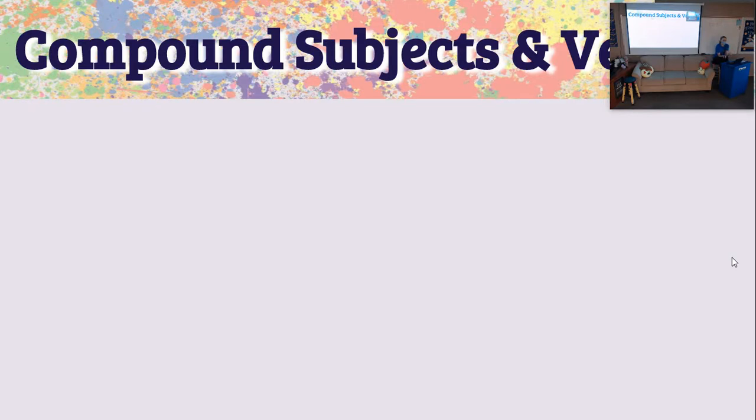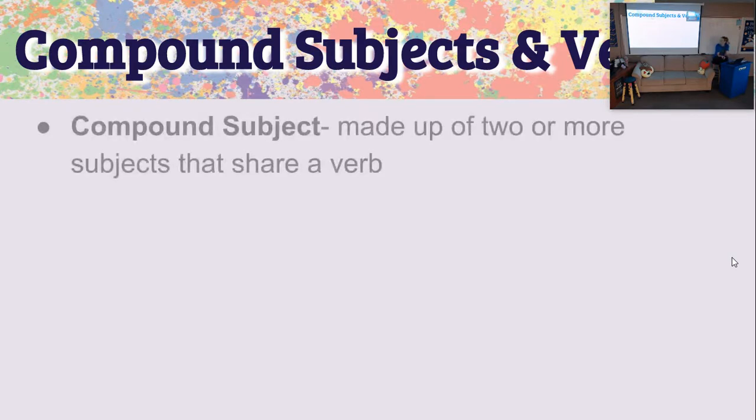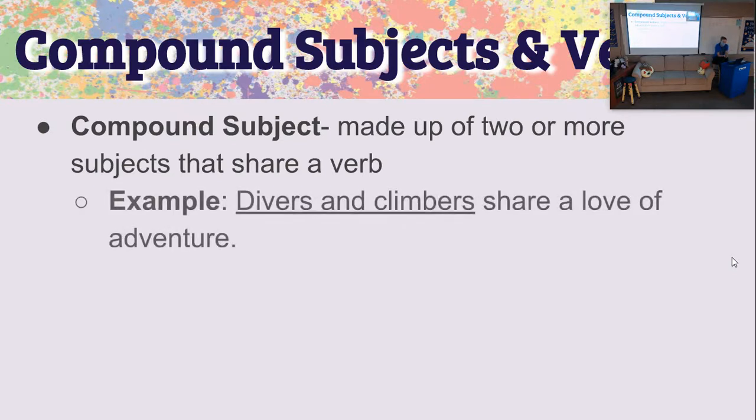So we can have two or more subjects and/or verbs in a single sentence. When that happens, it's called a compound. Compound subjects are made up of two or more subjects that share one verb. Here would be an example: Divers and climbers share a love of adventure. We have two subjects here, divers and climbers, and they're both sharing the verb share, ironically.